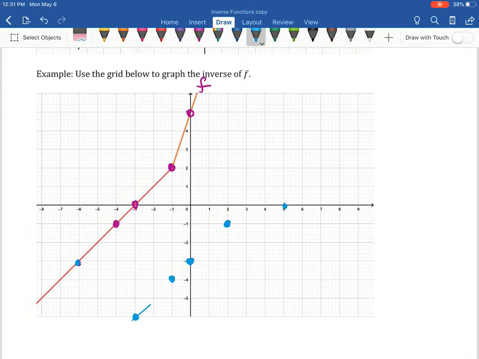So this is a picture of my inverse. And when I check, it looks like a reflection across the line y equals x.